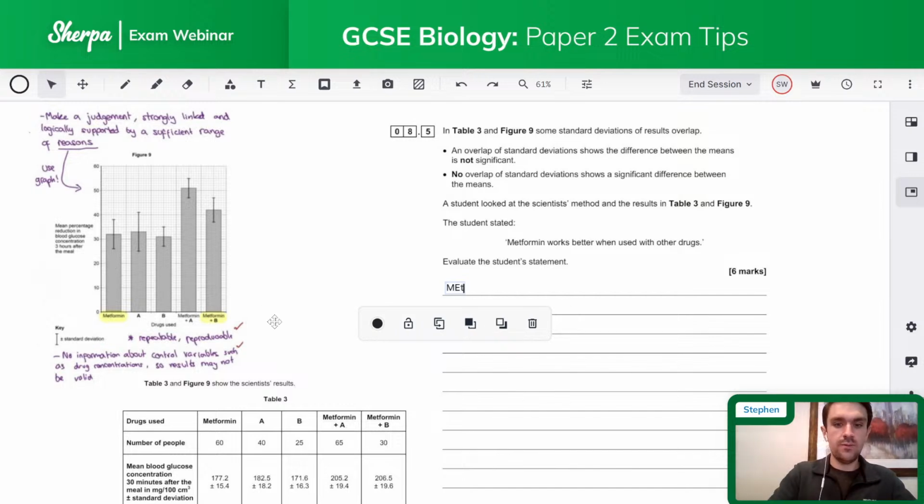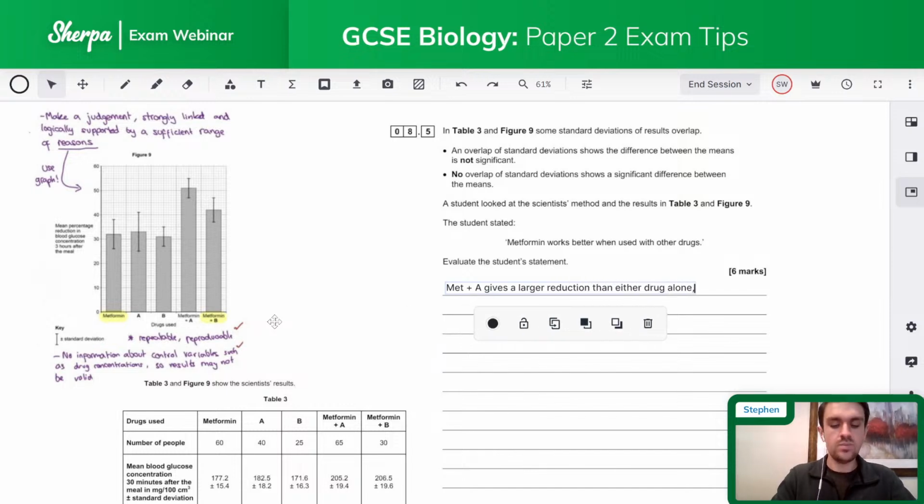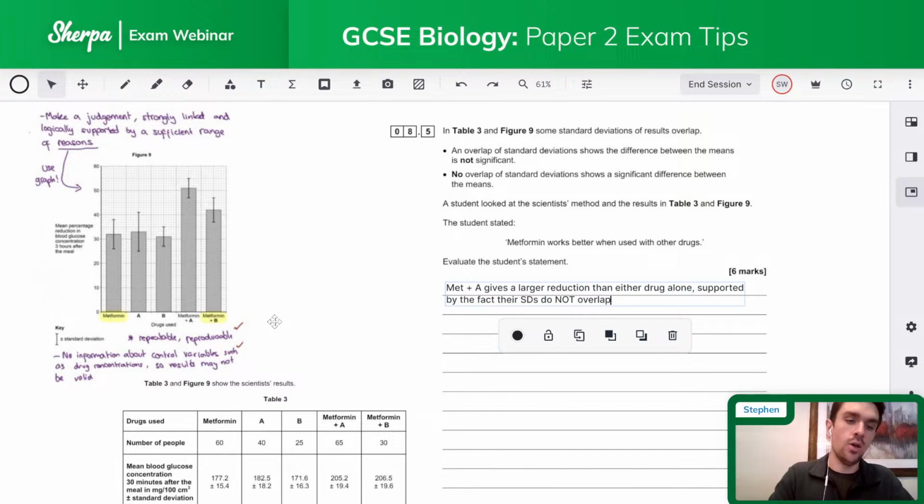Okay, so metformin plus drug A gives a larger reduction than either drug alone. This is supported by the fact their standard deviations, which I'll abbreviate to SDs, do not overlap, as we can see on the graph. Metformin A here does not overlap with any of the drugs. So the statement is supported.